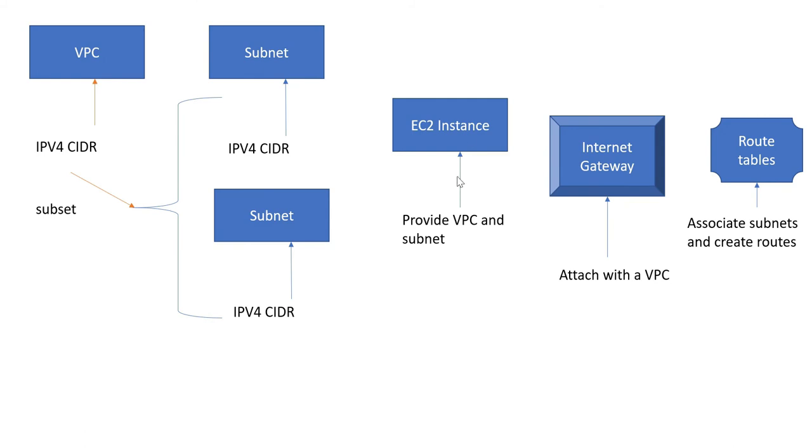So now let's look at when we create an EC2 instance, what are the options we have? Primarily, two things you should provide whenever you create an instance. It's a part of a VPC, so you have to choose under which VPC you want to create the instance, and you have to choose the subnet as well. Let's look at the EC2 instance creation screen.